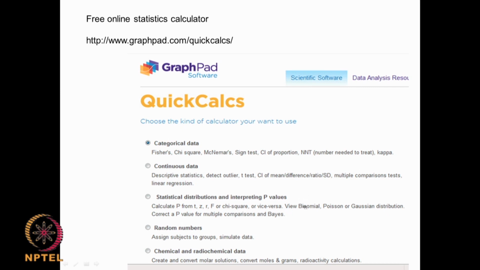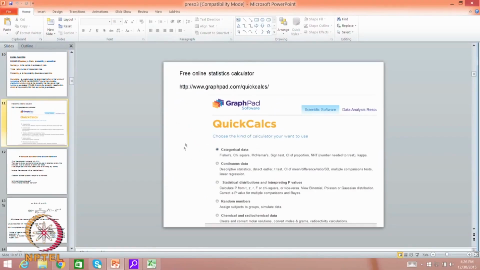This online software, as you can see, can do a lot of calculations. It can look at binomial distribution, Poisson distribution, normal distribution. It can look at different types of statistical tests, t-test, f-test, and so on. So we are also going to use this. So this is the link to that, www.graphpad.com quick calcs. So let me show you that here.